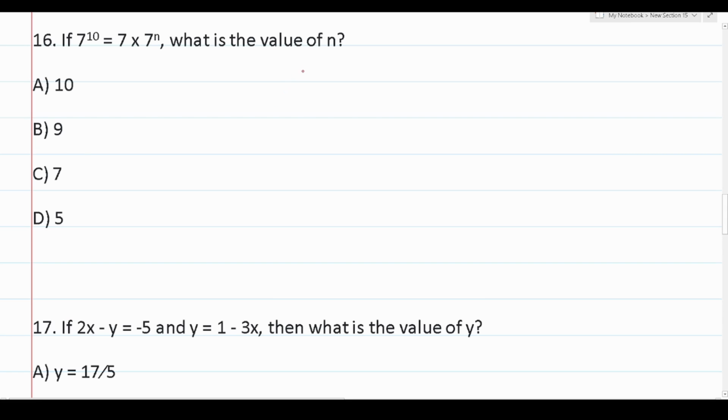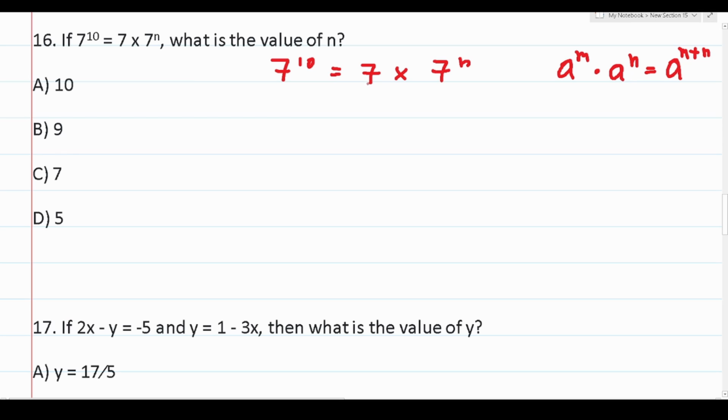All right, number 16 says, if 7 to the 10th power equals 7 times 7 to the nth power, what is the value of n? So we have 7 to the 10th power equals 7 times 7 to the nth power. In order to solve this one, you have to know your laws of exponents. Particularly, you have to know the product rule, which says this: if you have a to the m times a to the n, that's the same as a to the m plus n. And that's what we have here.